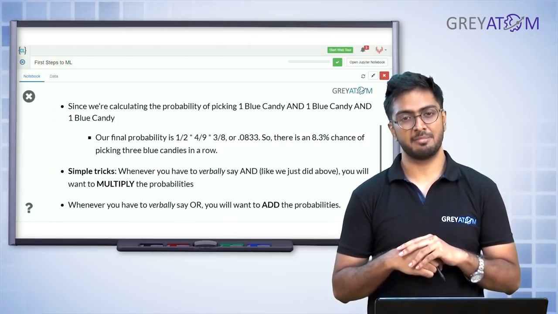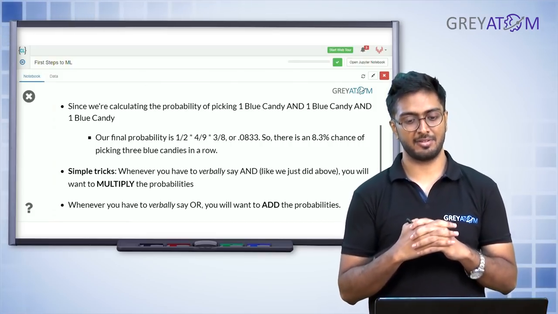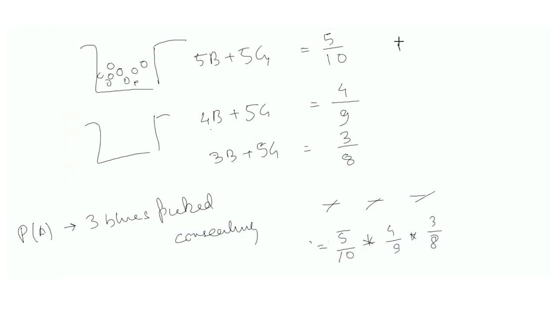And A intersection B, if they're independent events, they can be multiplied. So that's something that you need to remember. Whenever you're saying AND, we have talked about this earlier, A intersection B is what we mean when we say AND. And when we say A union B, this is OR, right? So A union B is A OR B, A intersection B is A AND B.